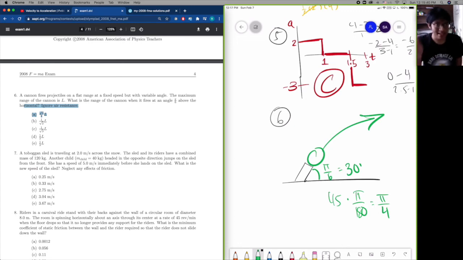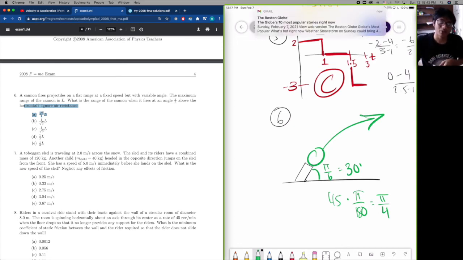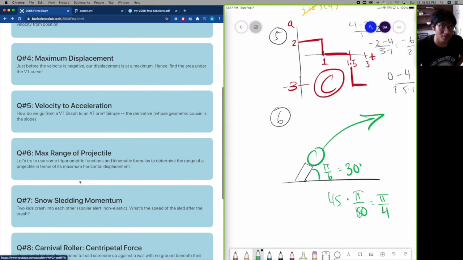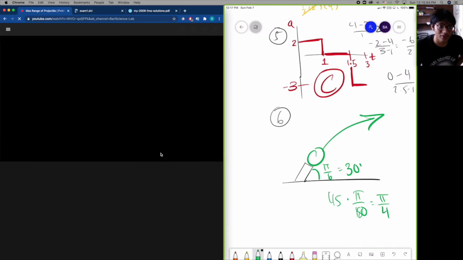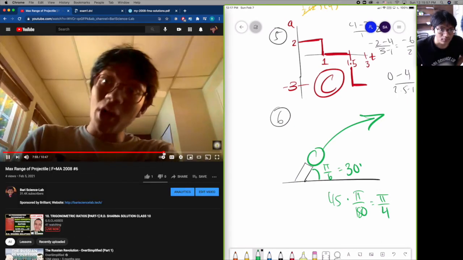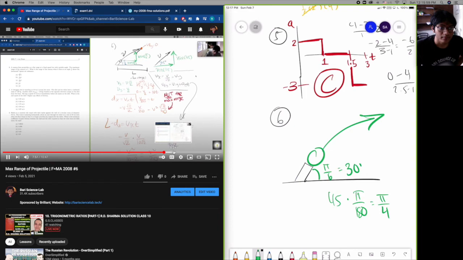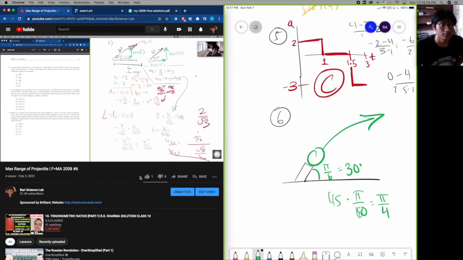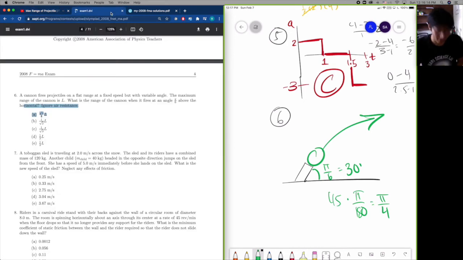And so using that, you can find the ratio of the range when the cannonball is fired at pi over 6 versus the range when the cannonball is fired at pi over 4. And so let's see what answer that gave me for question number 6. Well, the reciprocal of that is root 3 over 2, and hey, that ends up being one of the answer choices, which is choice A. Okay, so I got choice A for question number 6.